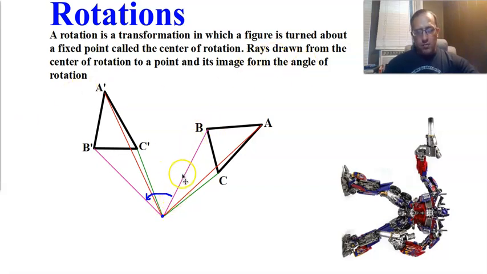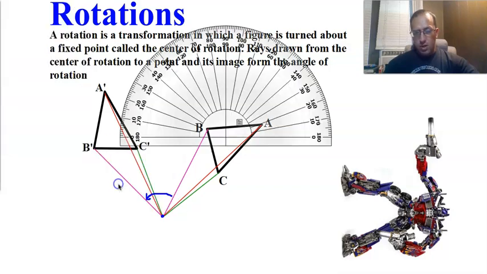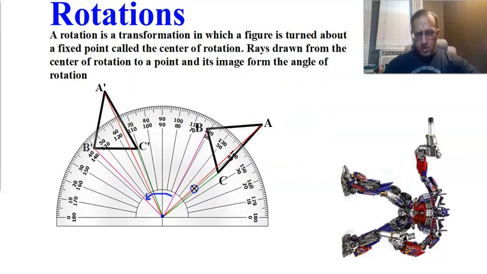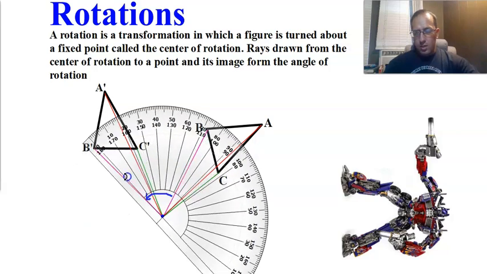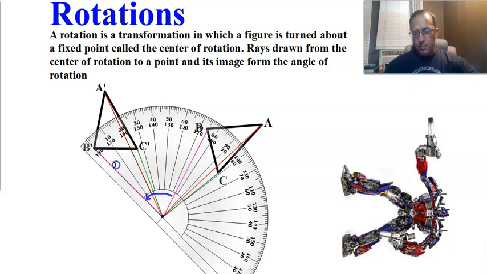So this angle of rotation is drawn from here, the pink ray to the other pink ray, so from point B to B prime, and let me get a protractor here, and you'll see. I'm going to center this on the center of rotation, and for the pink, we see that this angle of rotation is 75 degrees.